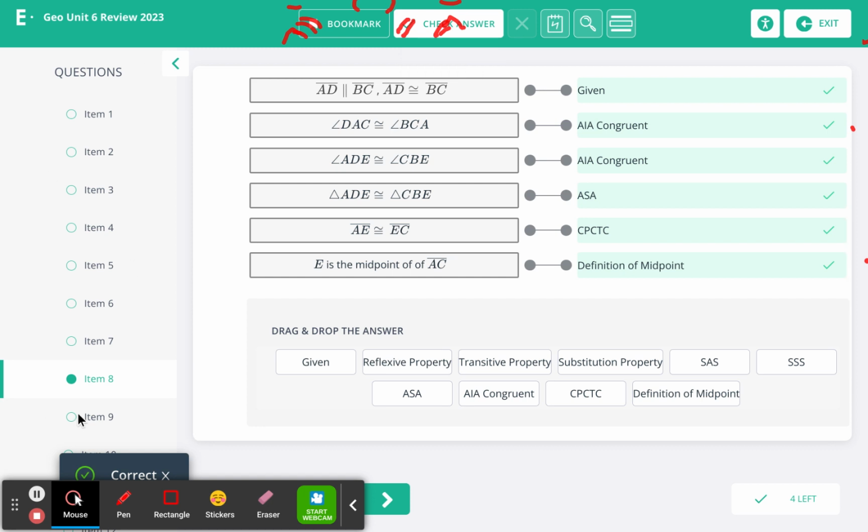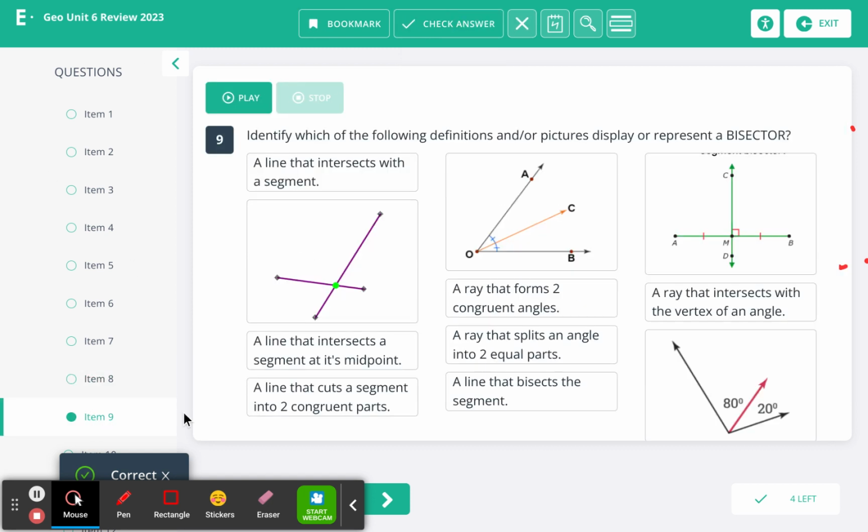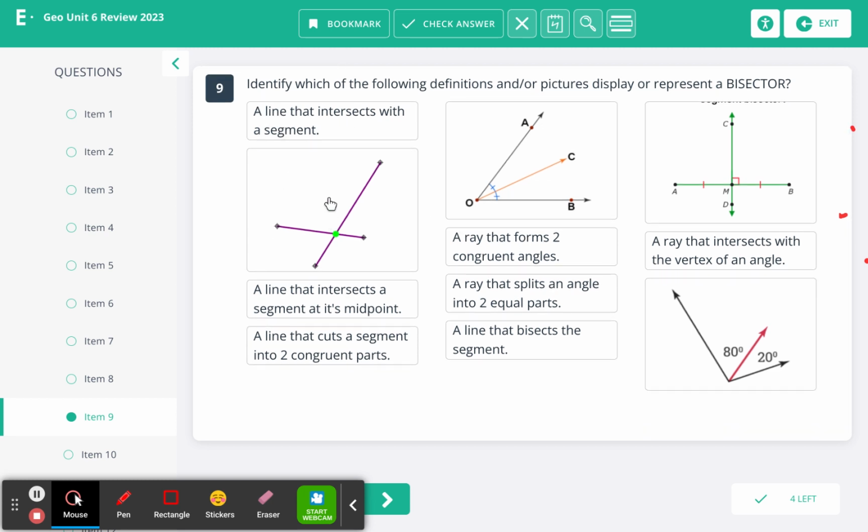Number 9. Identify which of the following definitions or pictures display or represent a bisector. Well, a bisector is anything that divides a bigger thing into two equal parts. All right, so a line that intersects with a segment, not enough info. This picture, those don't look like equal segments. A line that intersects a segment at its midpoint. That'll work because the midpoints are exactly in the middle of a segment. A line that cuts a segment into two congruent parts.